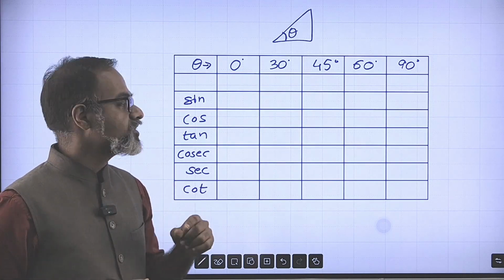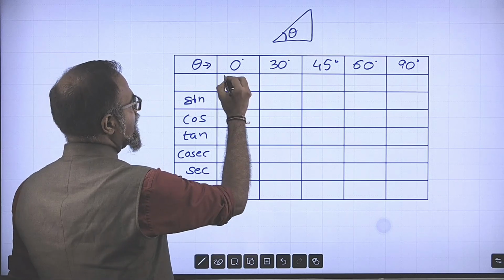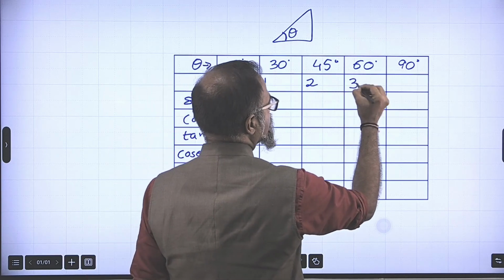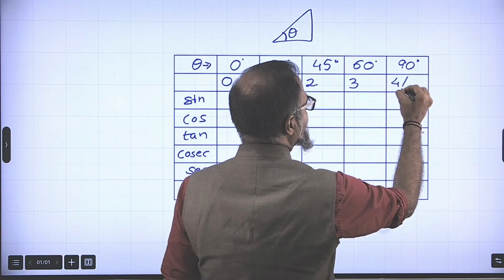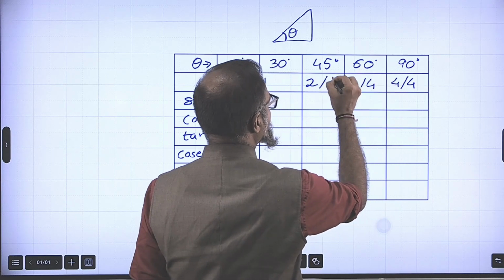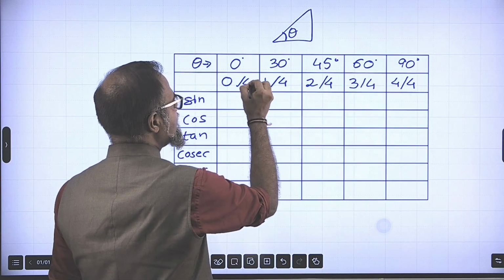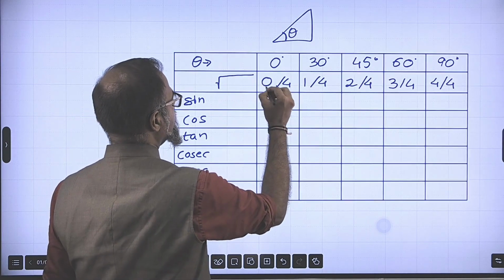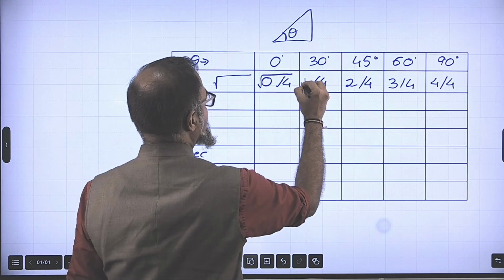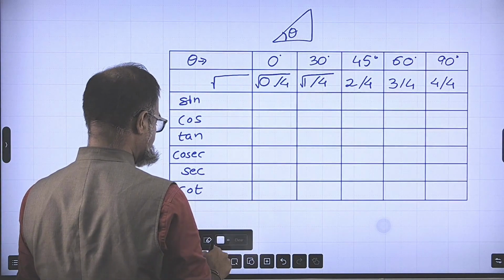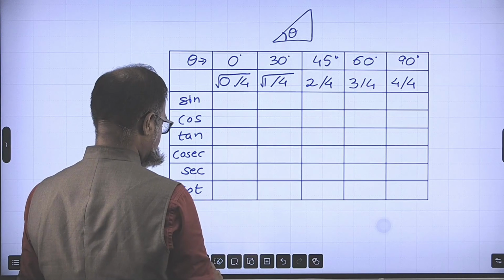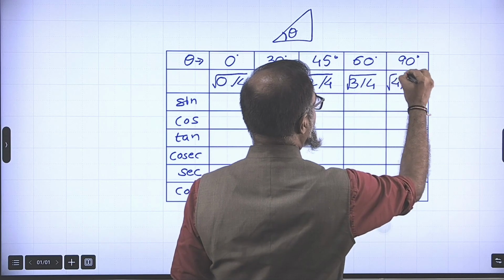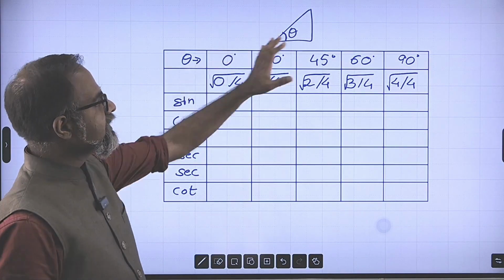Let's start with the first, sine of 0. So I will start with 0, write 1, 2, 3, and 4. I divide each value by 4. And my last step is taking the square root of each value. So root of 0 by 4, then root of 1 by 4, then root of 2 by 4, root of 3 by 4, and root of 4 by 4. These are the values of sine.